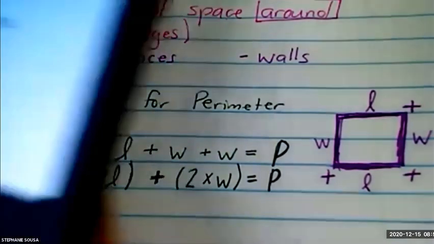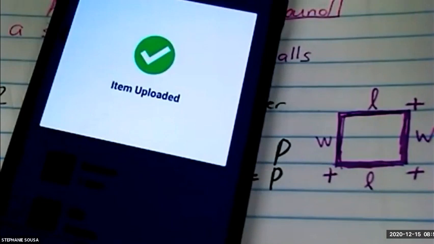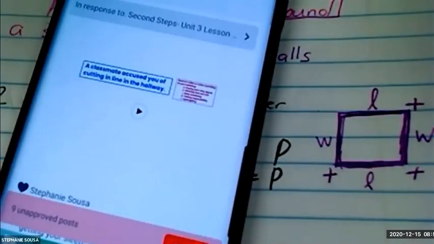Alrighty, those notes are uploading. Boom, uploaded. So if you did not finish, please know that they will be up for your work time, and you can get those finished up there. Okay, so those have been loaded for you.